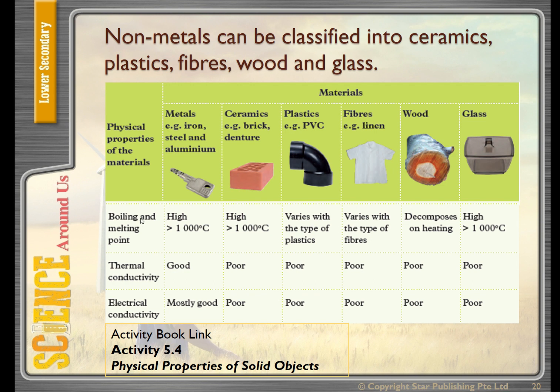Now similarly, in terms of the melting point and boiling point, metals have very high melting and boiling points. Your ceramic will also have very high melting and boiling points, but for plastic, fiber, and wood, not so much. If we heat them using a flame, we should be able to burn them. And of course in terms of thermal conductivity as well as electrical conductivity, metals have very good thermal conductivity and very good electrical conductivity. Whereas your non-metals do not really conduct heat or electricity.